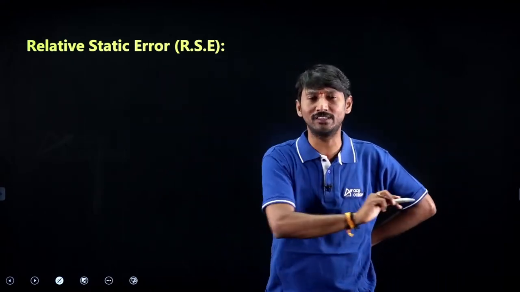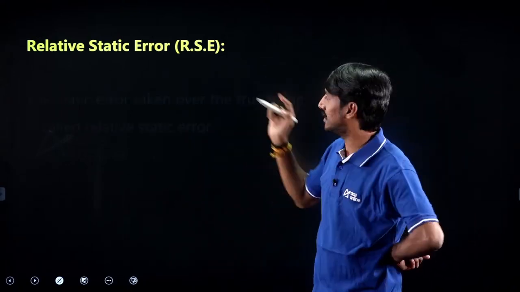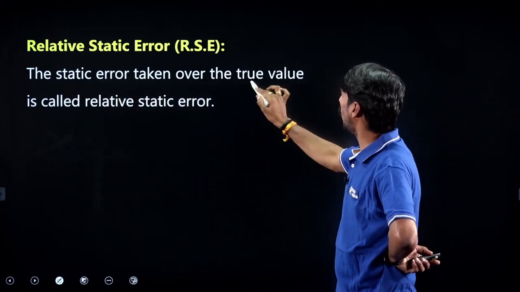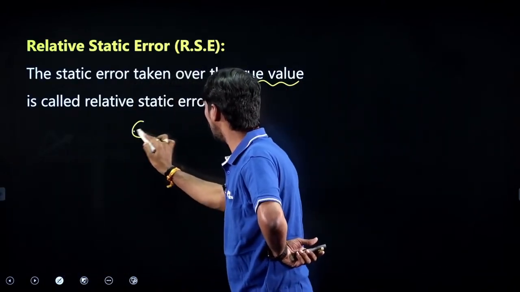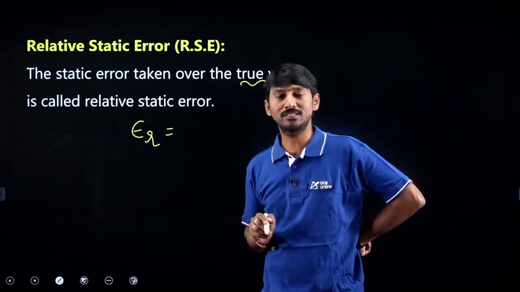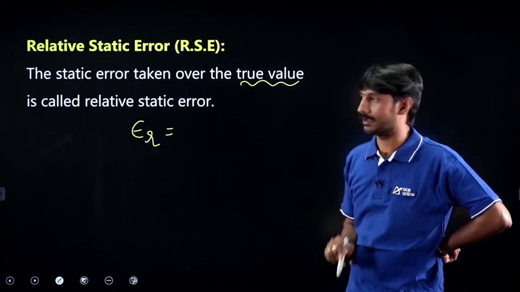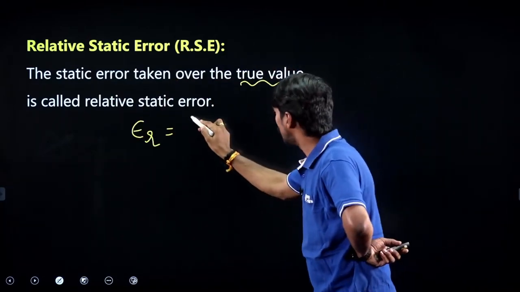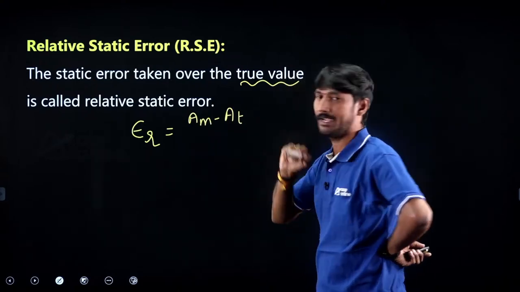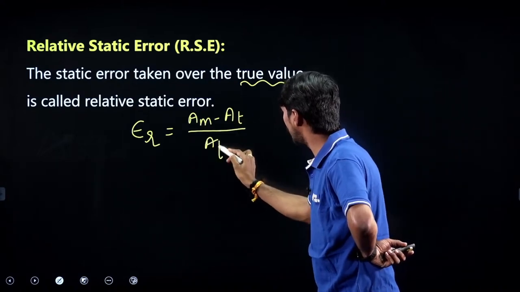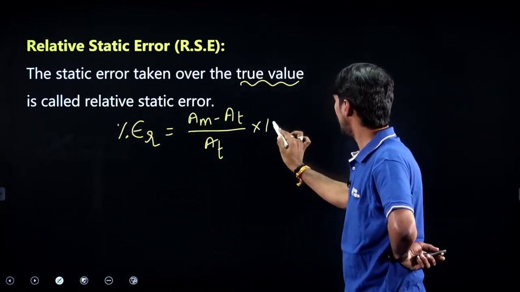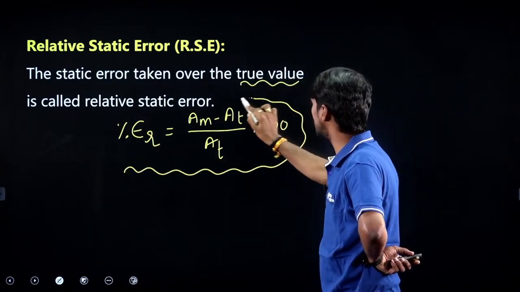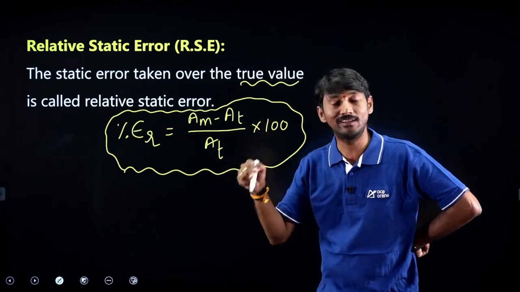After that, relative static error, a very important concept and a very common question in competitive examinations from the measurement subject. What is that? Relative static error means the static error taken over the true value. So relative static error is denoted with epsilon R, where the subscript R indicates relative. Static error taken over the true value. What is the static error formula? As you all know, AM minus AT, taken over the true value: AM minus AT by AT. If you want to find the percentage, simply multiply by 100. This is a very important concept. The relative static error formula is AM minus AT by AT into 100.